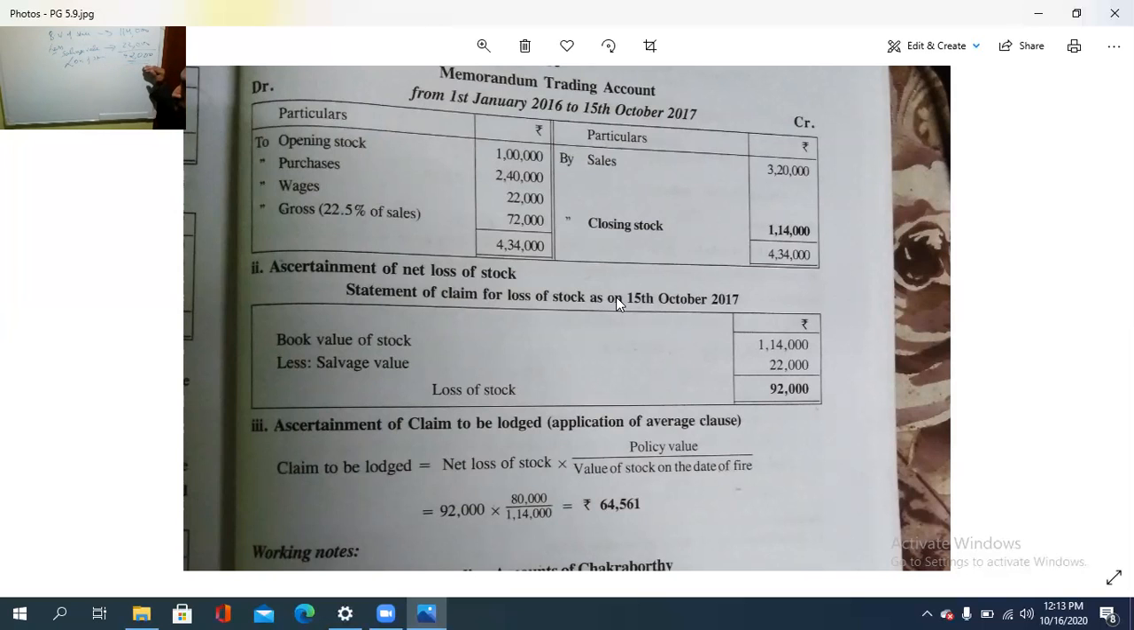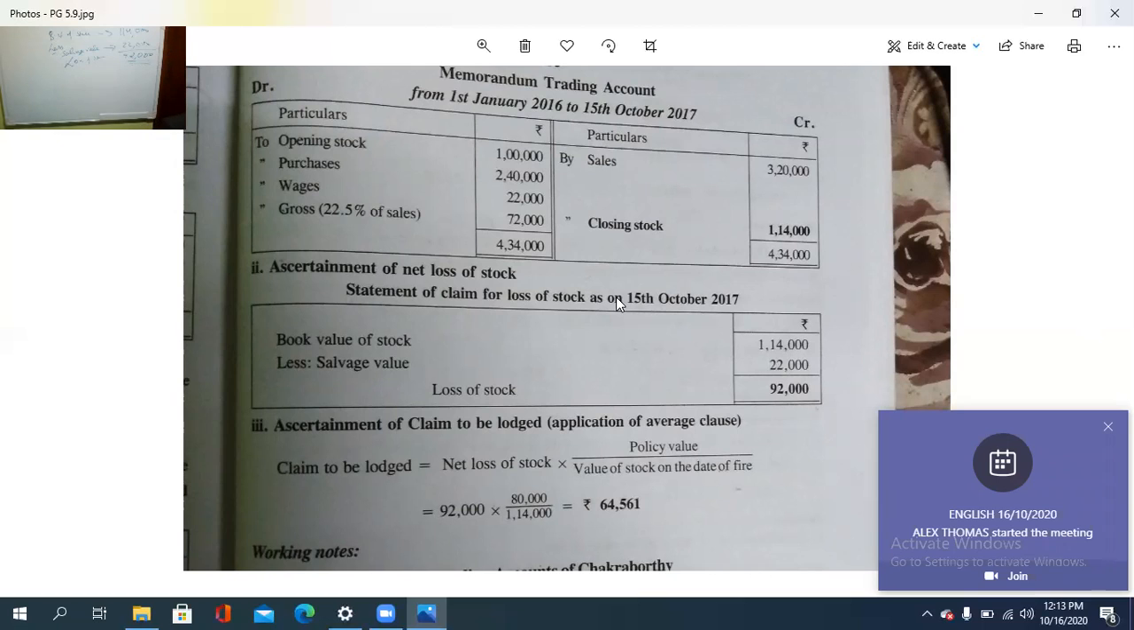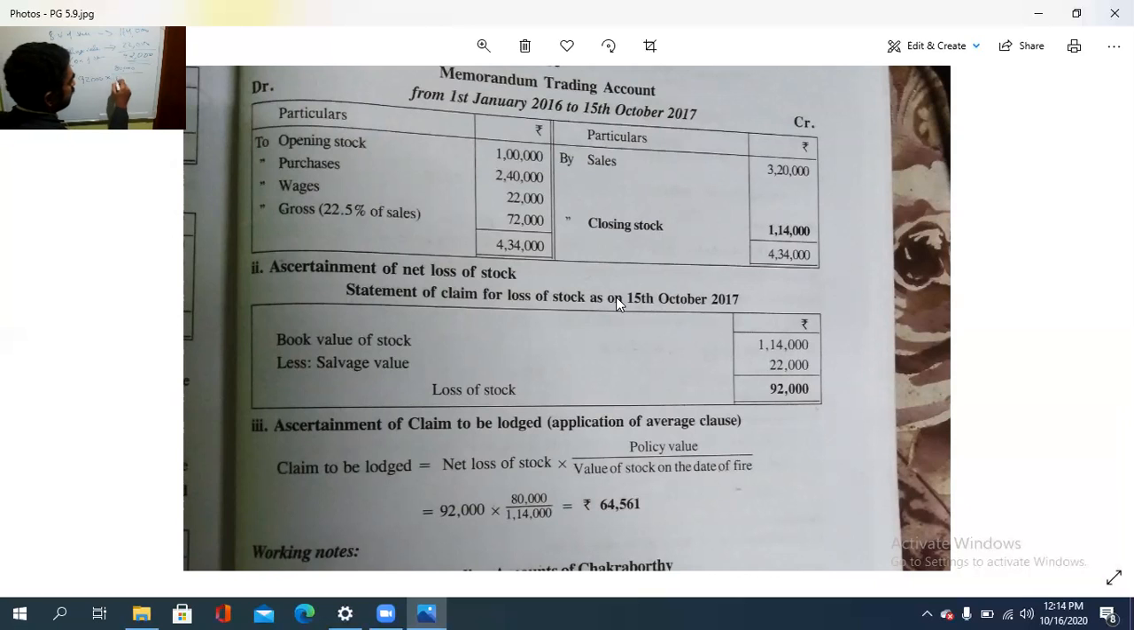Here the loss of stock is 92,000 and the policy value is 80,000. So there is a difference of 12,000, and that 12,000 is why we apply this formula. Loss of stock multiplied by policy value divided by the value of the stock on the date of fire. So the ascertainment of the claim to be lodged: loss of stock 92,000 multiplied by policy value 80,000, divided by the value of stock on the date of fire, which is 114,000.